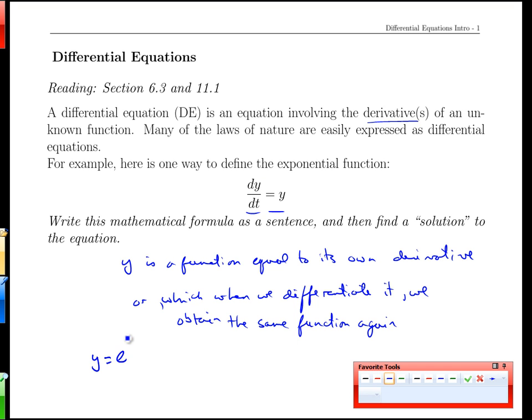Well, this would be a solution. And how does that terminology work? We'll explain the idea of solutions as we go through this. We're going to take a few weeks on differential equations just to expose you to the ideas over time, because it just takes some practice getting used to this new area. All right, so what we'd say is y equals e to the t is a solution to this DE.